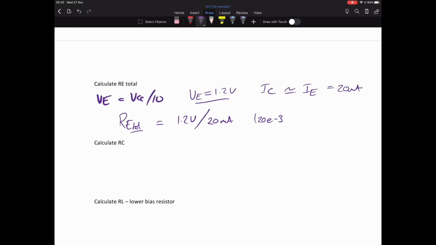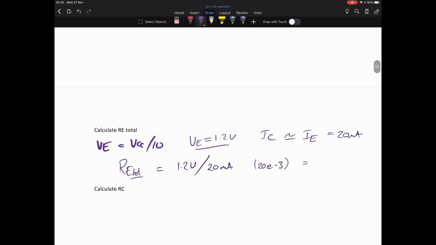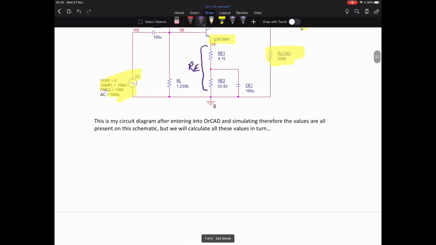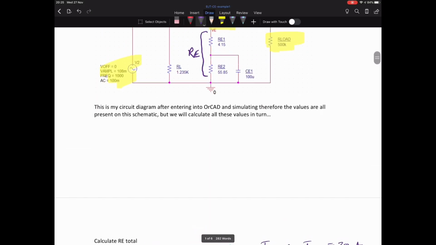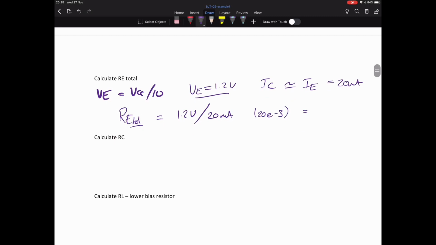Sorry, just as a note here, whenever I'm writing things down, I often write 20E minus 3. That stands for 20 exponential form, 10 to the power minus 3. That's the quickest way of writing and making it logical. I think some of you get mistakes on the calculator. I've got 55.85 and 4.15, so I've got 60 ohms, which is exactly what you would get there. So the total resistance is 60 ohms.